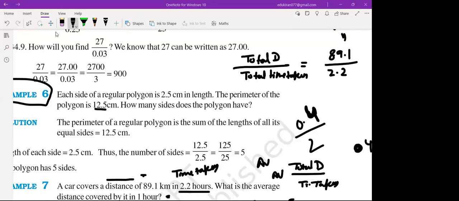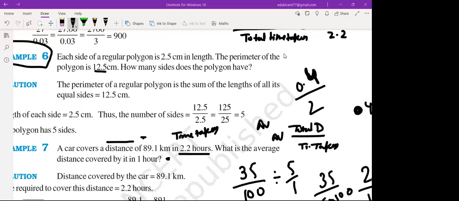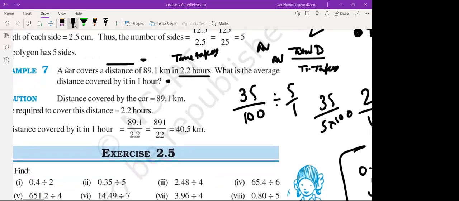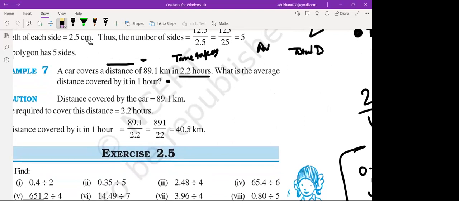Ma'am, for the decimals, is it the same? You have to take 2.2 and 89.1, you have taken one dot, and after that, when you get the answer, you just put it there. Yes. See, I'll do it here. Have a look. See, it was 89.1 divided by 2.2.